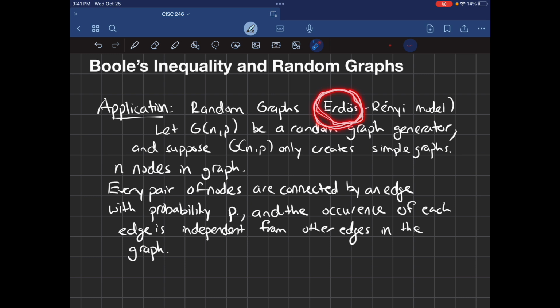It's pretty impressive. Either case, we're going to let G(n,p) be a random graph generator, and suppose G(n,p) only creates simple graphs. So we have two parameters in this random graph generator. We have n, the number of nodes in the graph, and p, the probability that for every pair of nodes, that's the occurrence of an edge being formed between those two nodes. I think in our section of graph theory we said vertices, but they're also called nodes. So just be used to that notation as well.